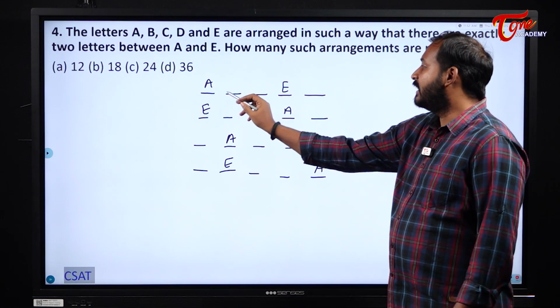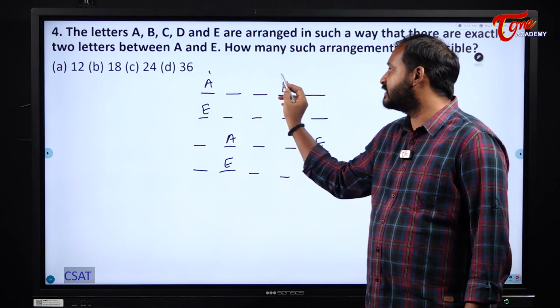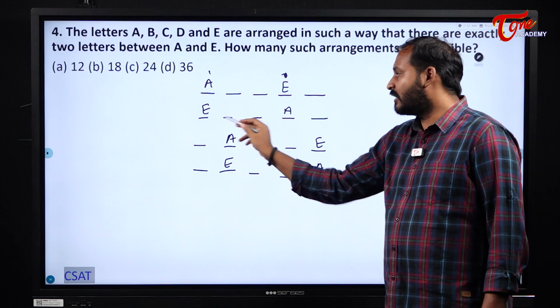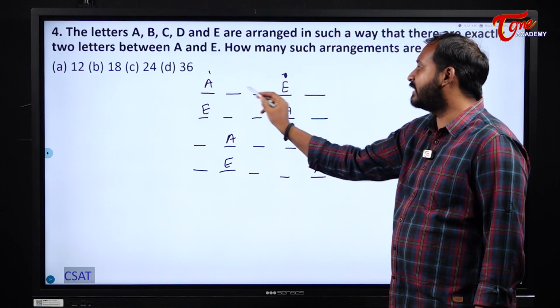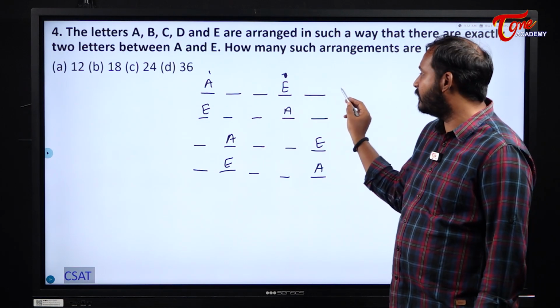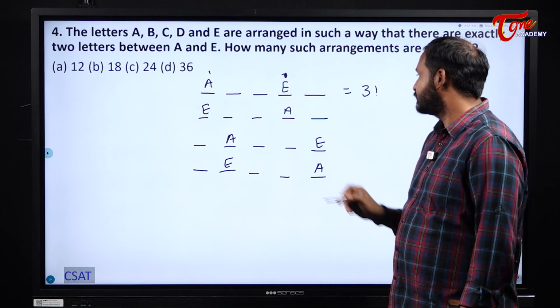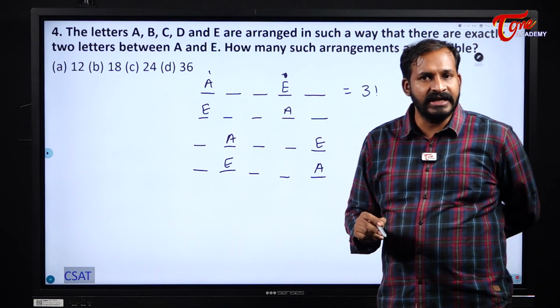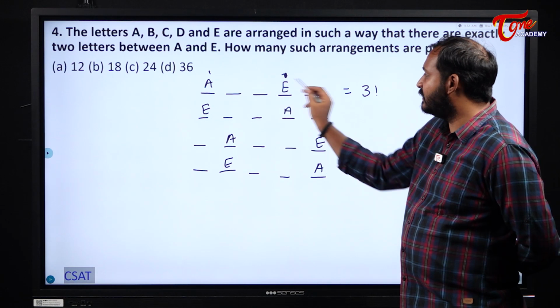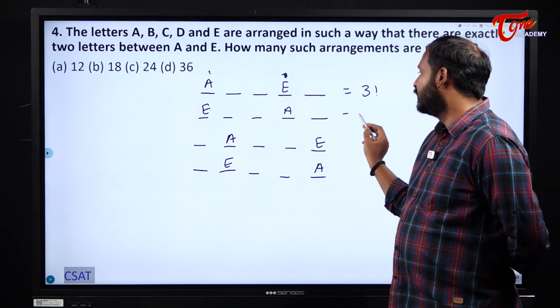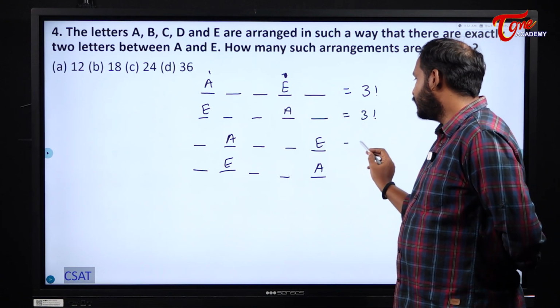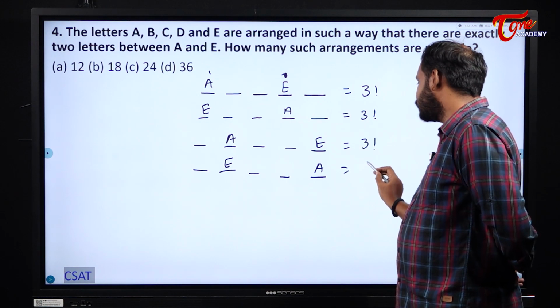So now tell me, A and E are fixed. That means 1 chance each. So the remaining 3 letters can be arranged in these 3 gaps in how many ways? In 3 factorial ways. In how many ways can we arrange the remaining 3 letters? In 3 factorial ways. Here also 3 factorial ways.